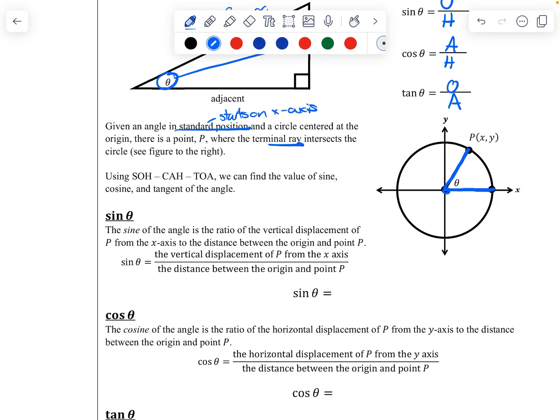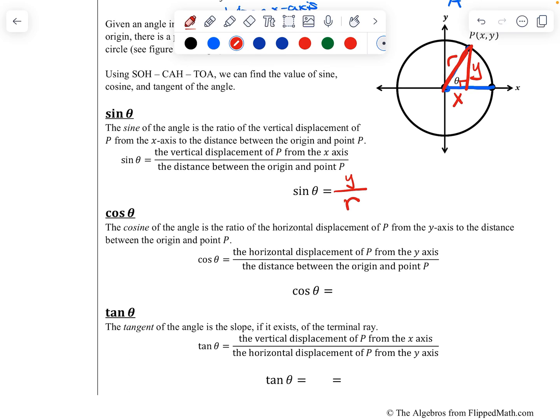So if I was to make this into a triangle, draw a right angle on down, do you guys agree that this is the x part of the triangle? Here's the y, and then this is our radius. So the sine of an angle is the ratio of the vertical displacement from P, from the x-axis, to the distance between the origin and P. So our vertical displacement and the distance from the origin to P. That is simply y over our radius.